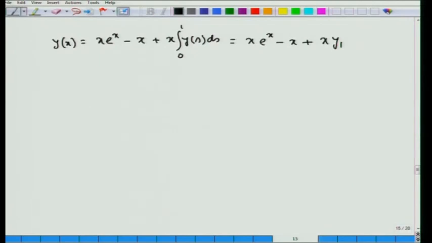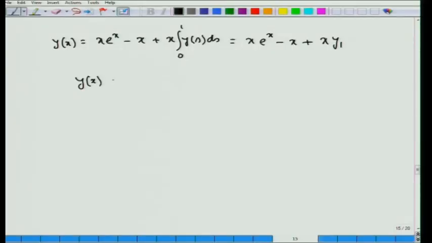So, in that stage we have multiplied both sides by q m x and then we have integrated. Here we have only one q, that is q 1 x. So, q 1 x is going to be 1. So, that means we have to integrate this result, y x equal to x e to the power x minus x plus x y 1, both sides with respect to x.